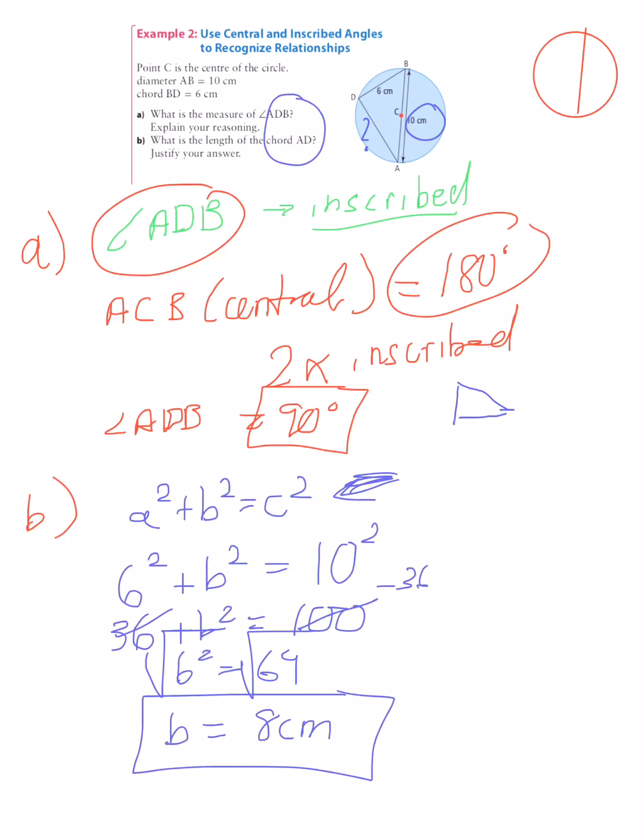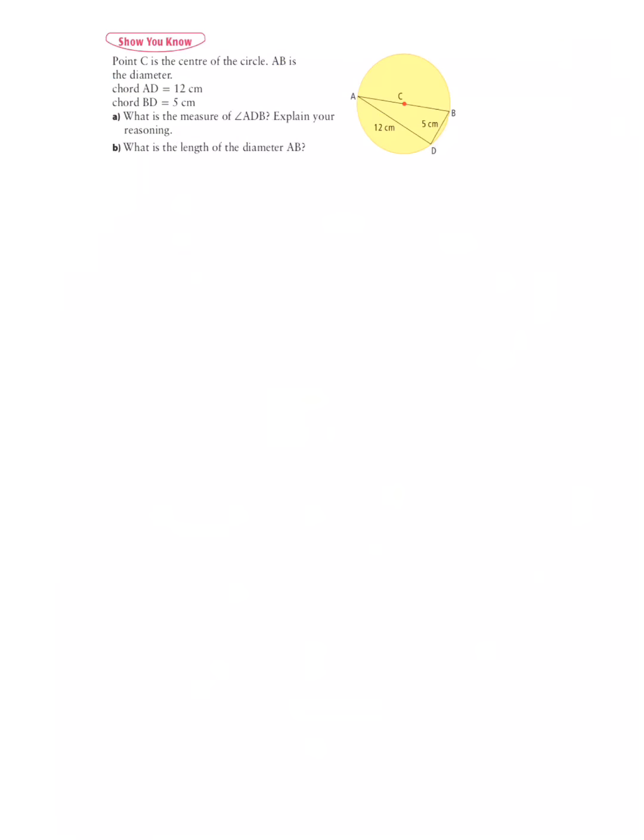So this first part of the question here might seem a little irrelevant, but the whole point of that was to prove that this angle is 90. And when you prove that this angle is 90, that allows you to use Pythagorean. You're going to see that a lot in this assignment, so just look for that. All right, our last example here.